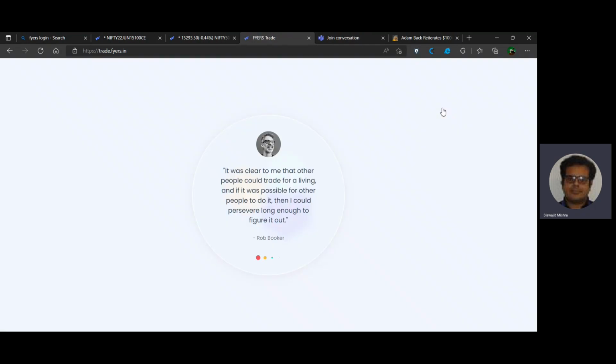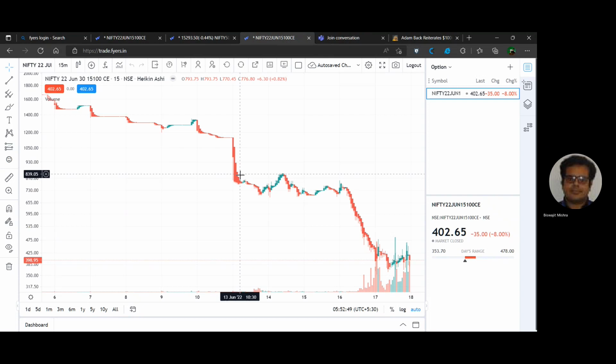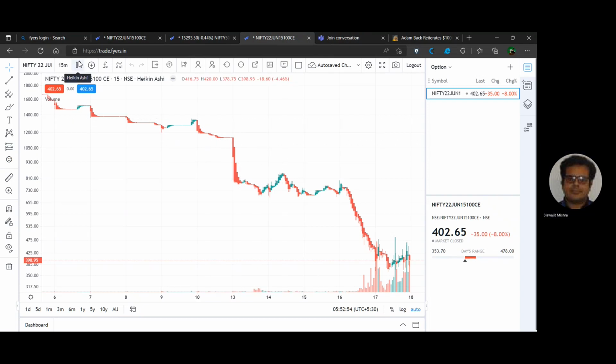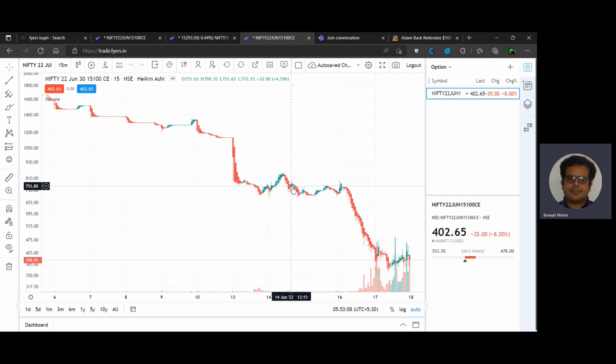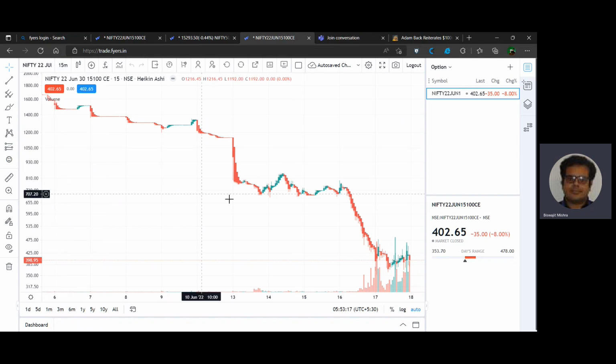Once we click on Fires Web, you get this graph. Now, what we're looking for is on the left, the different type of price representation. You have line, area, and others. The candle that we're looking for is Heikin Ashi. If you click on Heikin Ashi, this is a Heikin Ashi candle. Every candle is also a time frame, and the time frame that we're looking for is 15 minutes.